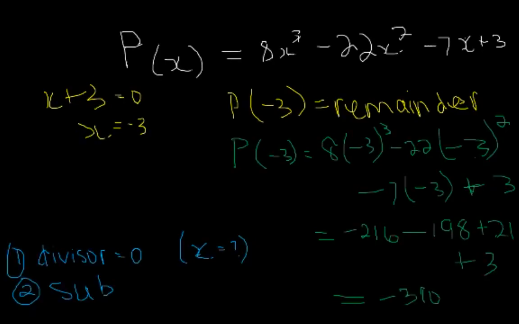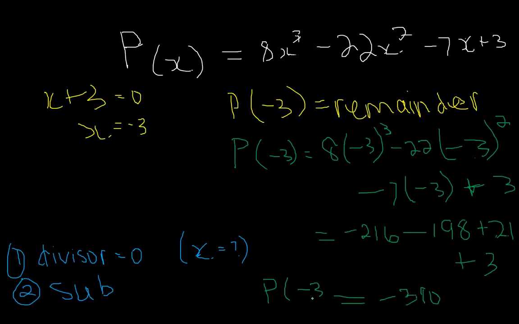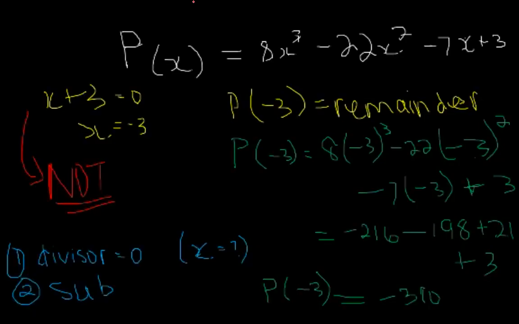What does this mean? P of minus 3 is minus 390. So P of minus 3 is equal to minus 390. Therefore, minus 390 is my remainder. Since this remainder is not 0, that means that this divisor, x plus 3, is not a factor of this function p of x.